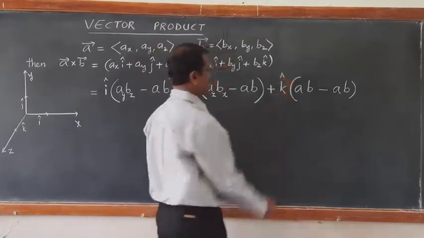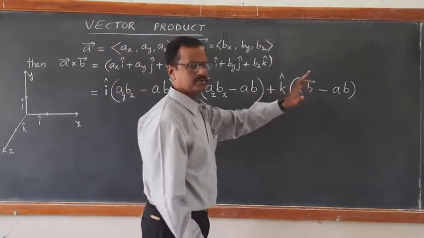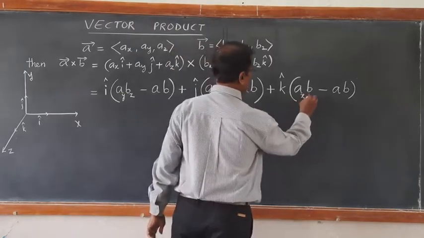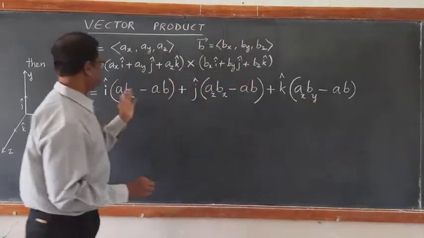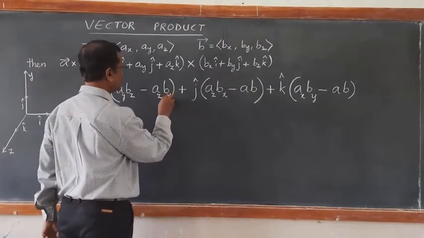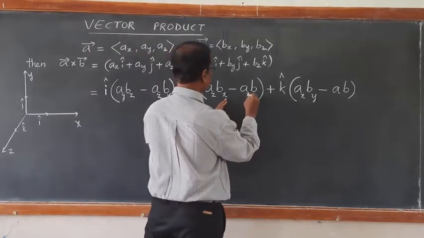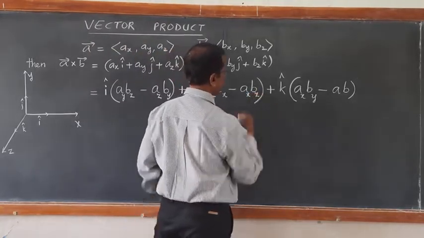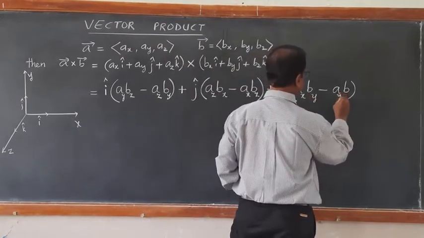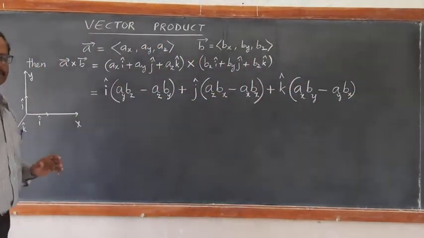Then the final one is z. After z, k cap refers to the unit vector along the z axis. After z, it is xy. Now just interchange: Ay, Bz here becomes Az, By. Az, Bx here becomes Ax, Bz. Ax, By here becomes Ay, Bx. The expansion is over. This is one way of remembering.